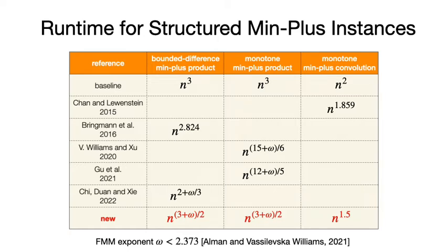First, we improved the previous upper bound on bounded difference min-plus product from (2 plus omega) over 3 to (3 plus omega) over 2. In fact, our algorithm works in the more general setting of monotone min-plus product. Secondly, we also study the min-plus convolution problem and achieve a clean subquadratic runtime of n to the 1.5. In this talk, I will only focus on this runtime upper bound.